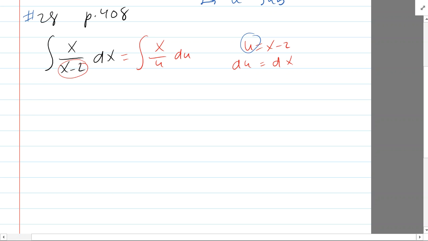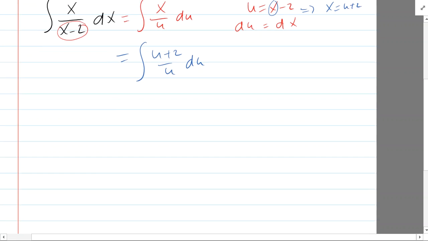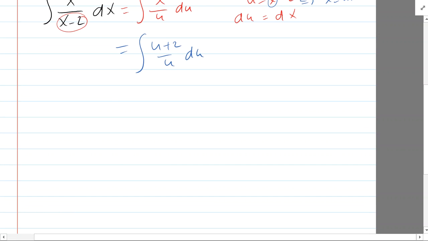Actually, I circled the wrong thing. I meant to circle this one. I'm going to solve for this one. So does that tell me that x is equal to u plus 2? So when I change this, does this now become u plus 2 over u du? Your other choice on this one is to do long division. And for something this simple, I don't want to do long division. I want to do something easier.